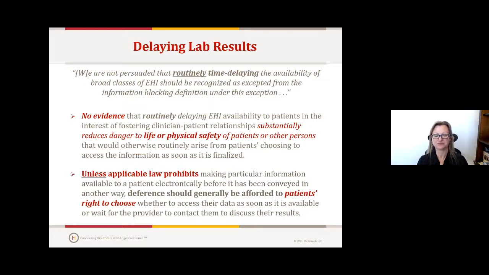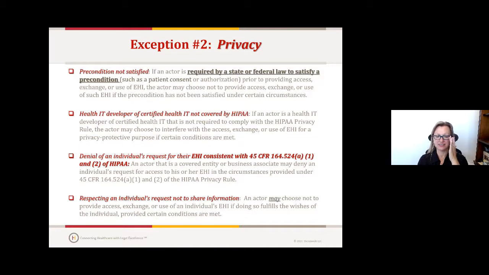If the patient confirms or specifies that they would like the physician to relay those lab results to them, then you follow the patient's wishes. No longer an information blocking issue. It's just the baseline of outright delaying things that ONC does not like. Exception number 2, privacy.